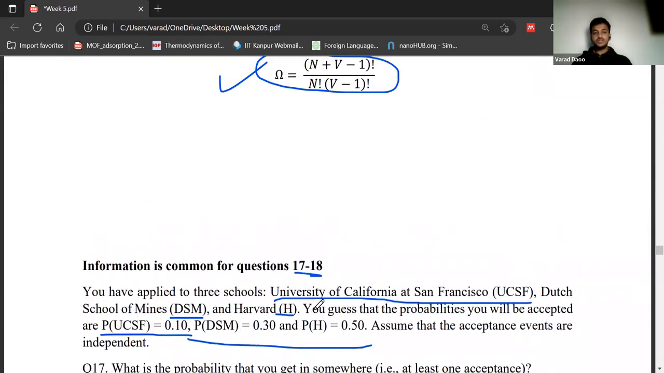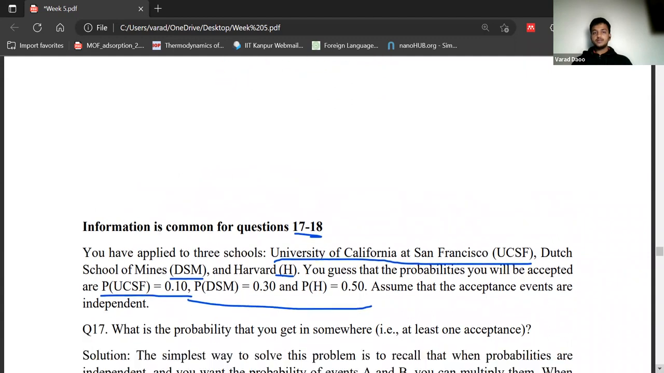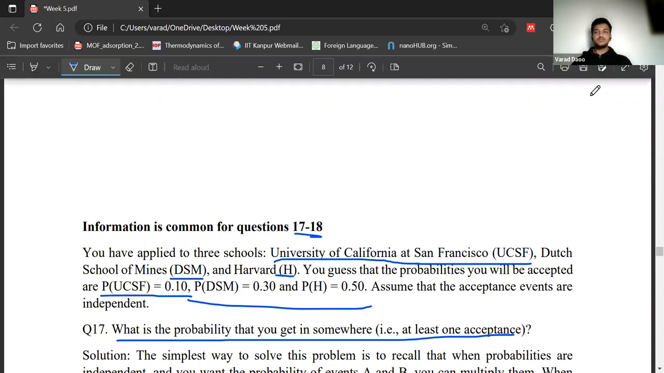What is the probability that you get in somewhere? That is, the probability that you get into UCSF or DSM or Harvard, any of them. There is no option for this question, so I'll give you a couple of minutes to try it out.